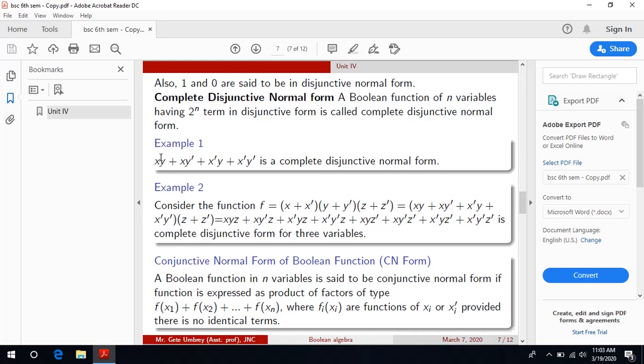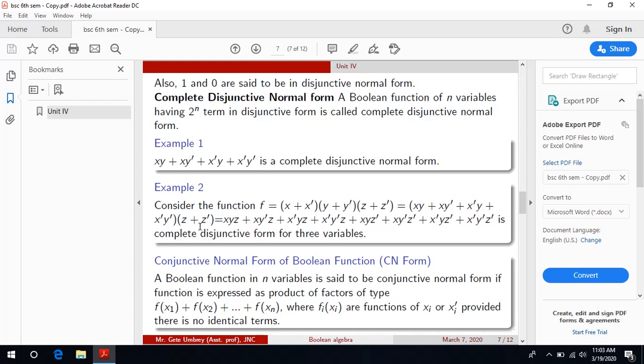So xy prime and so on. How many terms do we have? Four terms. These four terms are the maximum possible product terms out of the given two variables x and y. Okay, so these are the only possible terms with two given variables x and y. So it is in complete disjunctive normal form.